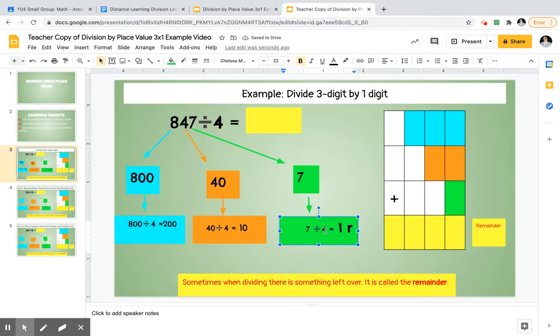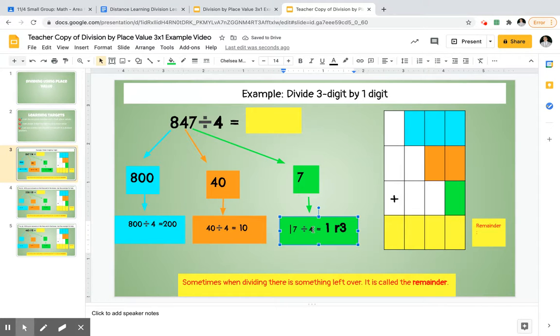Let's see. 4 times 1 is 4. So then I would have to do 7 minus 4. So that means I would have a remainder of 3. Let's shift this over a bit so it all fits. So I have 1 remainder 3.